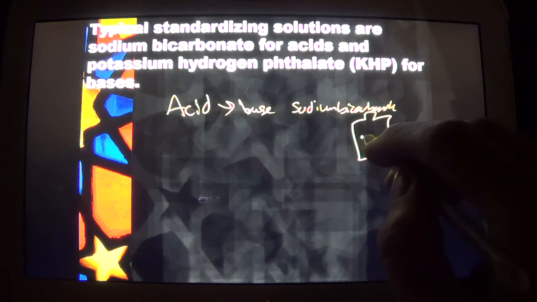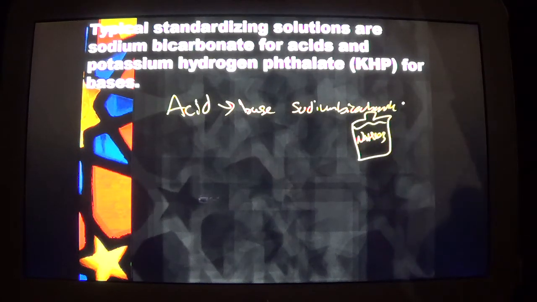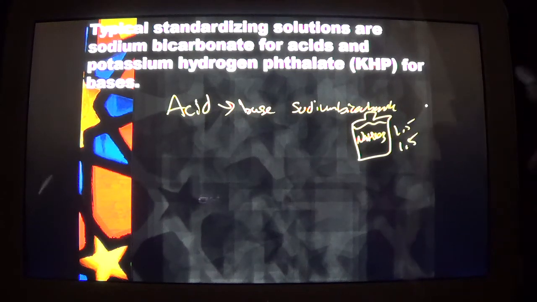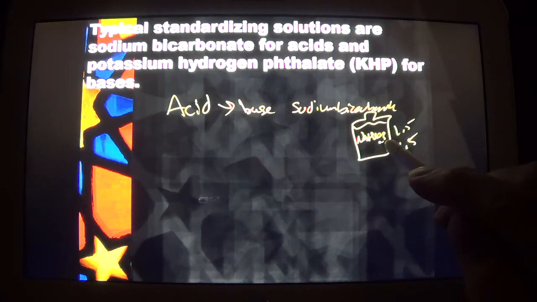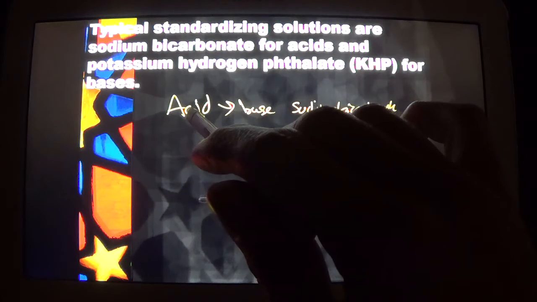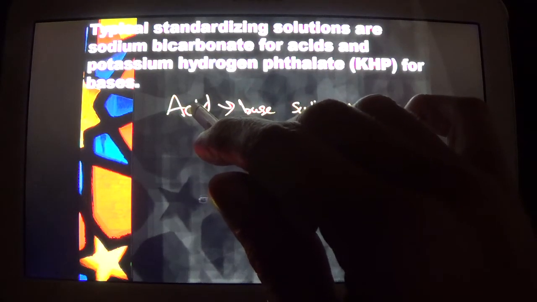Again, here's my bottle now of sodium bicarbonate solution, and that can sit on the counter for like 10 years, and still, if it started at 1.5, even after 10 years, it would still be like 1.5. It decomposes extremely slowly. So that's a good choice for standardizing an acid and being sure that it is still what I think it is, or letting me know that it's not.